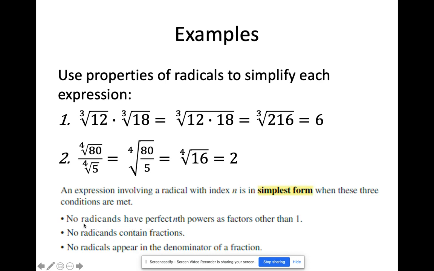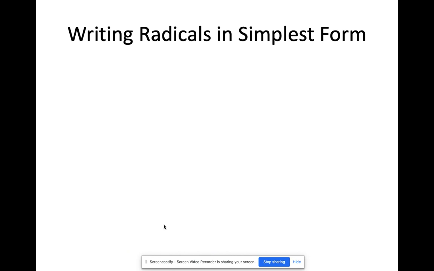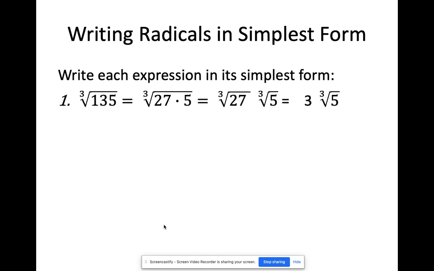So when you say no radicands have perfect n powers as factors other than 1, which means there's no other power other than 1 that the radicand has. What do I mean by that? Say we want to simplify cube root of 135. Now you have to break up 135 in such a way that one factor has an exact cube root. So this one you have to use your calculator, trial and error, finding a factor. Eventually when you try to factor 135, you get 27 times 5.